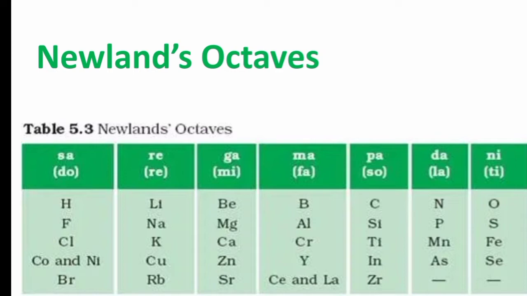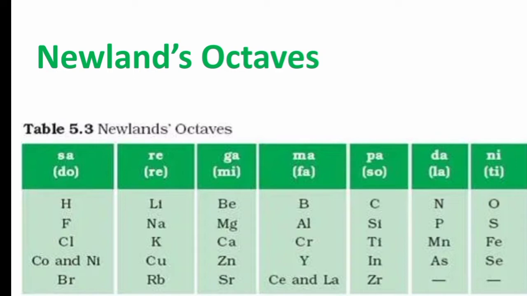Further, Fe, that is iron, had properties similar to Co and Ni, that is cobalt and nickel. But then iron was placed far away in that particular table, so that was another limitation. Similar cases were with Ce and La, that is cerium and lanthanum.